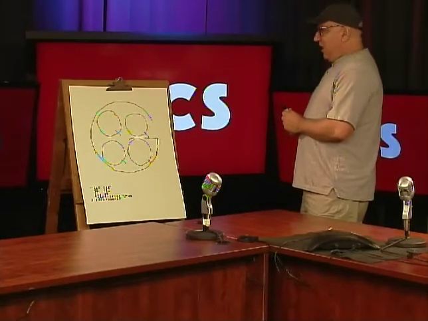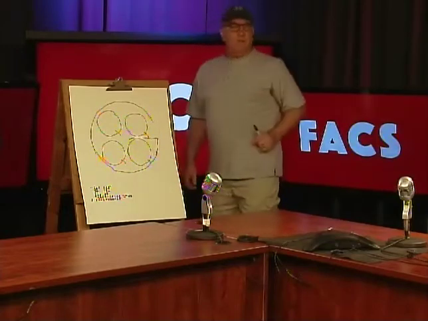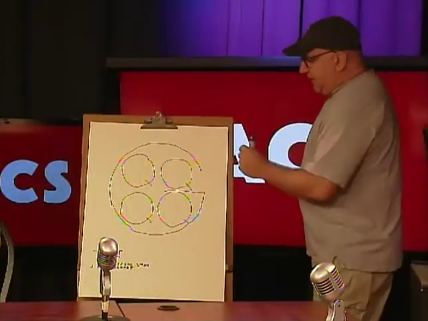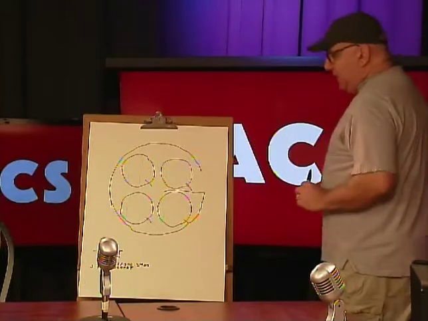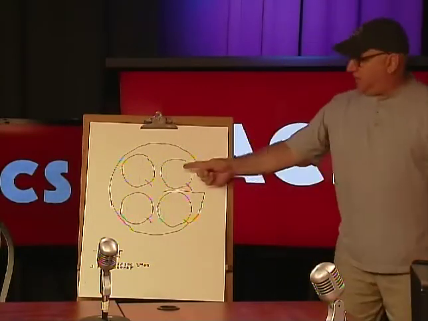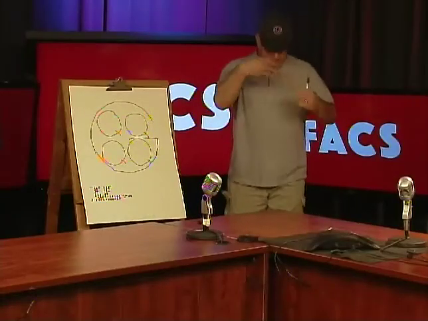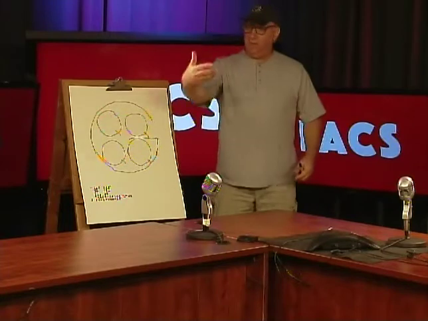Okay. So, we got 128 ounces in a gallon. We got 64 ounces in a half gallon. So, how many ounces are in that quart? 32. My hat's off to you at home.